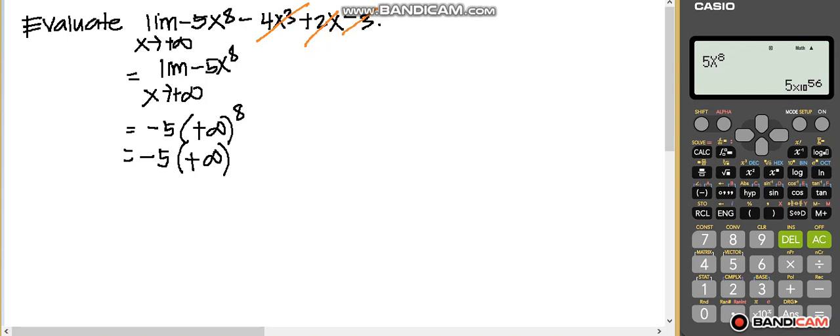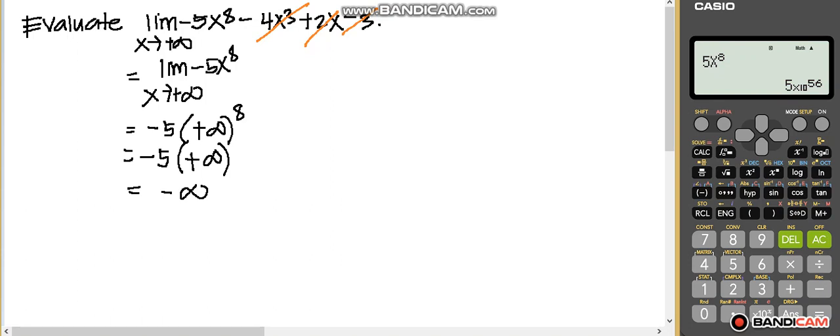So, negative 5 times positive infinity is equal to negative infinity. Okay, so parang kapag sinabi mo that the value of infinity is 10 million, magmultiply ka ng negative 5 sa 10 million, anong magiging sagot? Okay, that's negative 50 million. Tama ba? So, parang ganun siya. Okay, so you are approaching negative infinity.